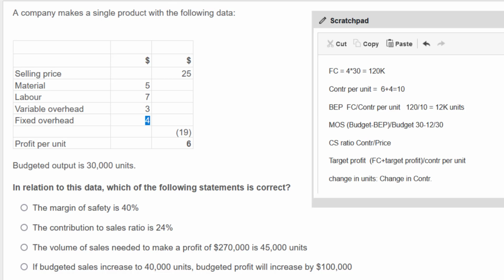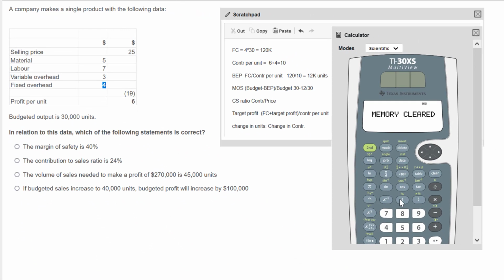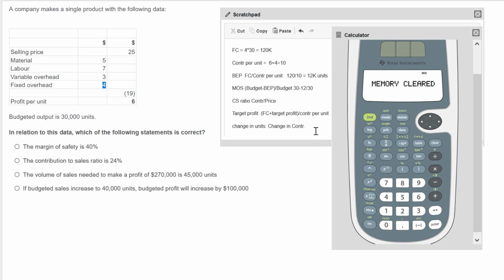When you're doing this at home or in the exam, of course, use your handheld calculator. I'll use this on-screen calculator just to demo. So we know that that's 18, don't we? 18 divided by 30, and that's 60%, not 40%. Okay, so the margin of safety is 60%. Option 1, incorrect.